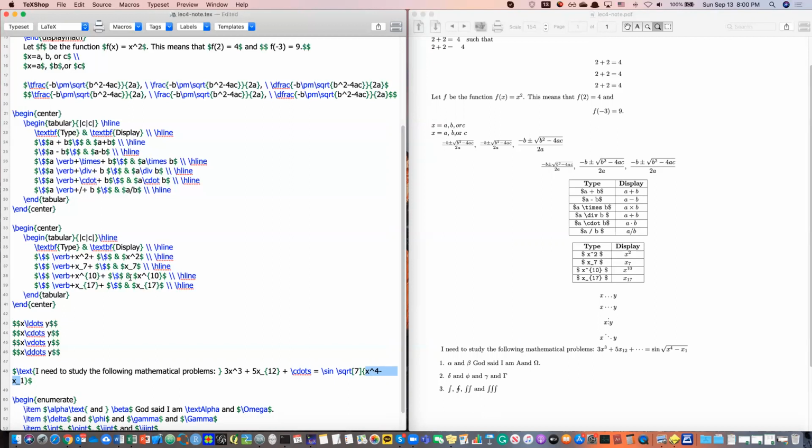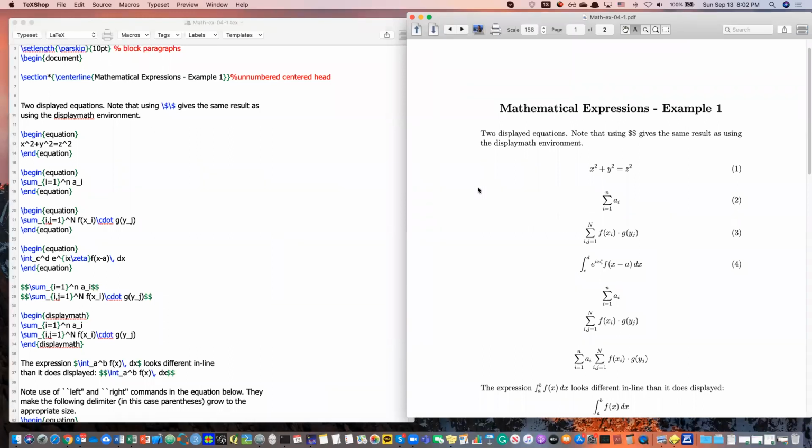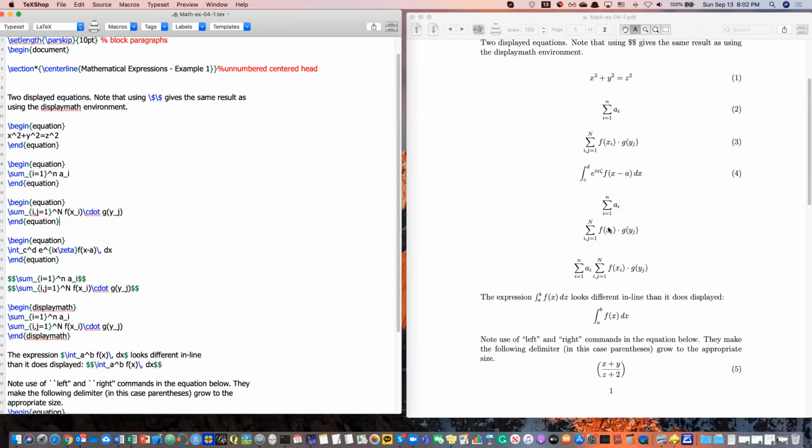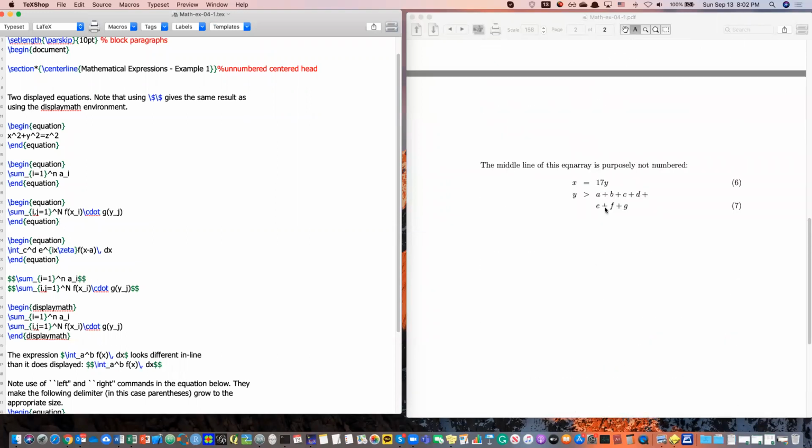Now let's see the practice example, exercise 1. In this lecture we're going to practice, I think, 6 examples. I already posted them on Blackboard, so you can download them. We want to first write mathematical expressions in example 1. We're going to learn how to write these mathematical expressions: the sigma, the integral, the double sigma, and then how to write equations or inequalities aligned.